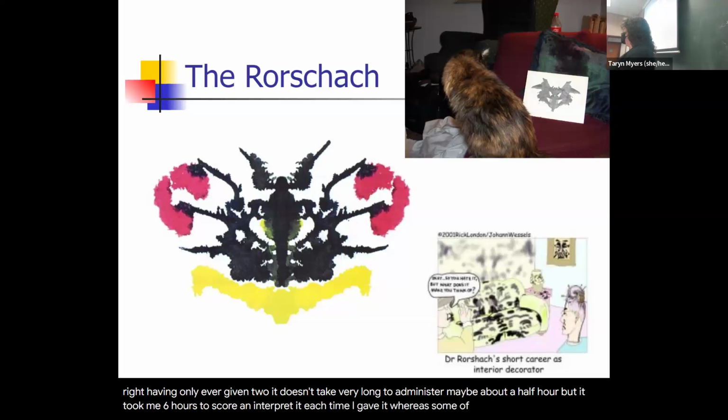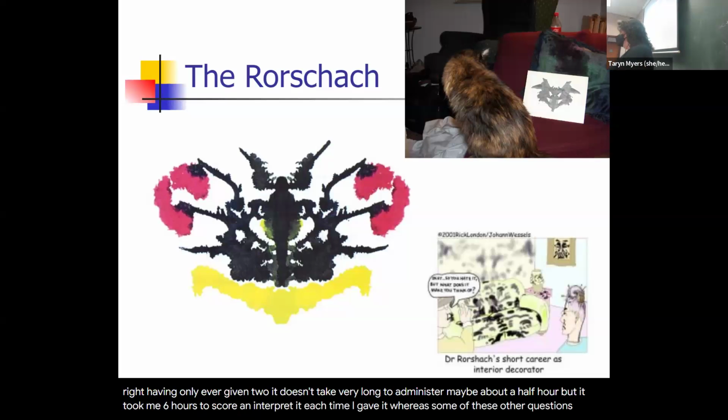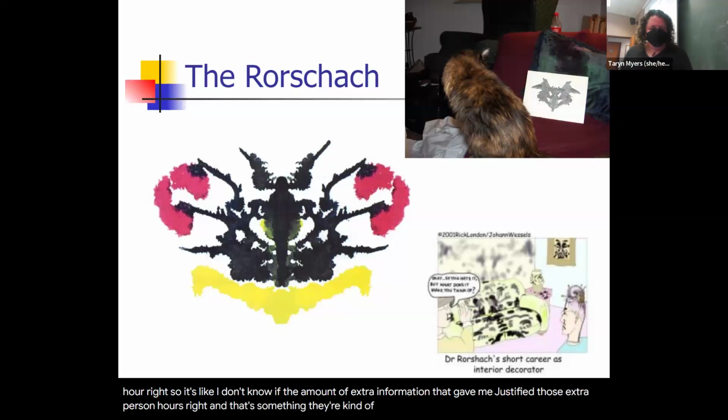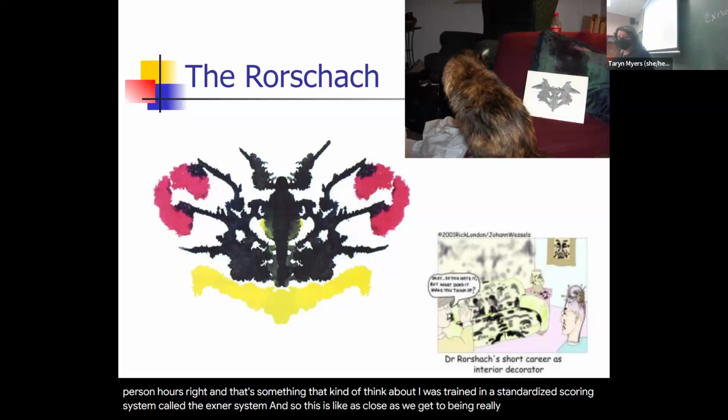Whereas some of these other questionnaires might take 5 minutes, or a half hour, right? So I don't know if the amount of extra information it gave me justified those extra person-hours, right? And that's something to think about. I was trained in a standardized scoring system called the Exner system. And so this is as close as we get to being really scientific with a projective.